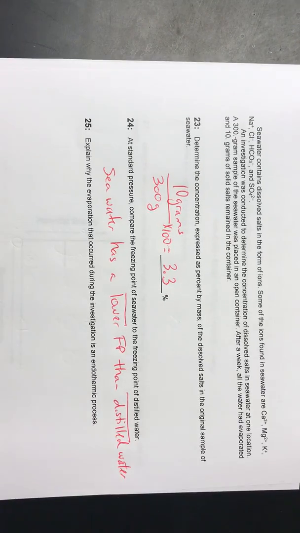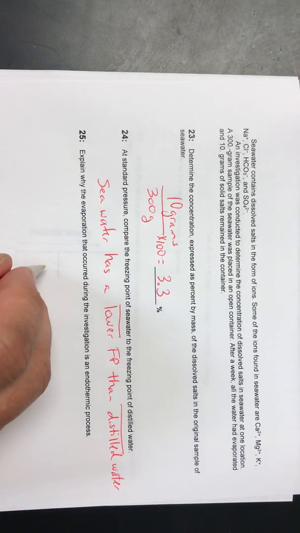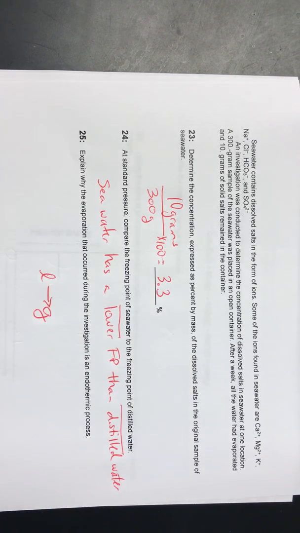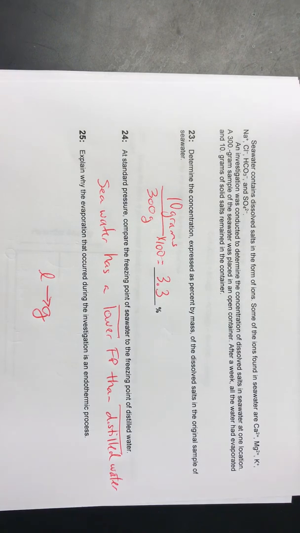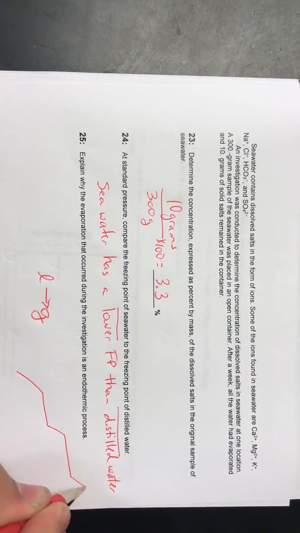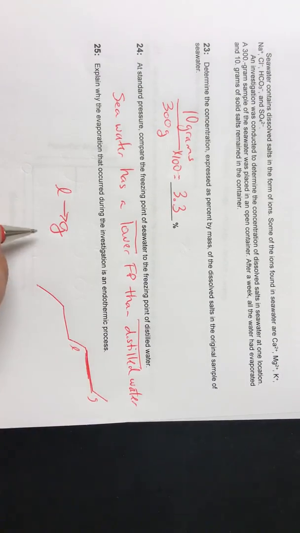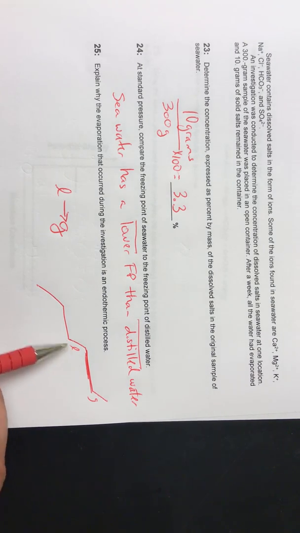Okay, and our last question on this page: explain why the evaporation that occurred during the investigation is an endothermic process. So evaporation is part of a phase change that is going from a liquid to a gas. And that's part of a heating curve. So if we take a look at this, this is our liquid and our gas. And I know that this is boiling, but this process is still the same. It's just at a temperature not at its boiling point. Either way, this is part of a heating curve.